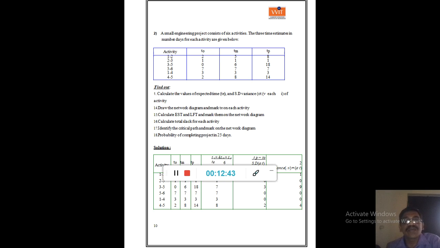Draw the network diagram and mark it on each activity. Calculate EST and LFT and mark them on the network diagram. Calculate total slack for each activity. Identify the critical path and mark it on the network diagram. And find out the probability of completing the project in 25 days. Okay, so these are the questions.